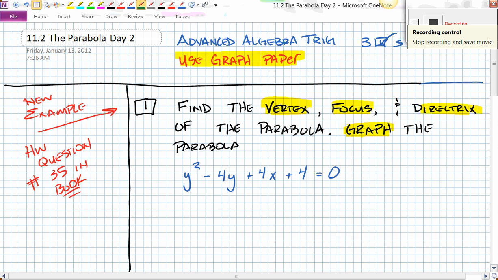Okay, there we go. All right, so this is the second day, and actually it's the last day that we're going to cover parabolas. So on Tuesday when we come back, we're going straight into the ellipse. So absorb as much as you can here.